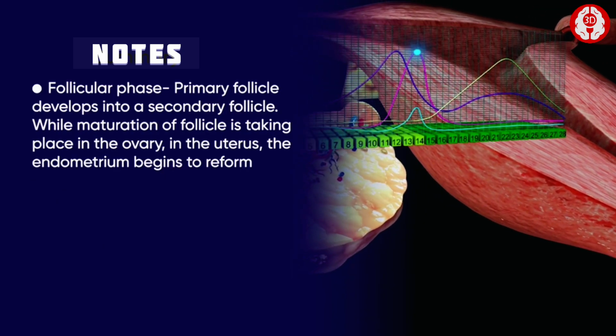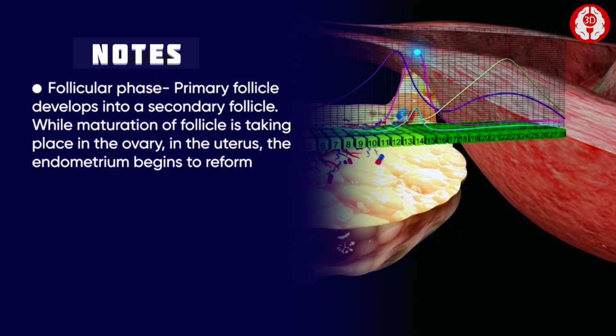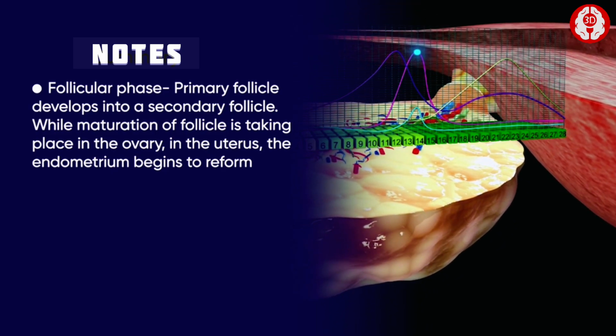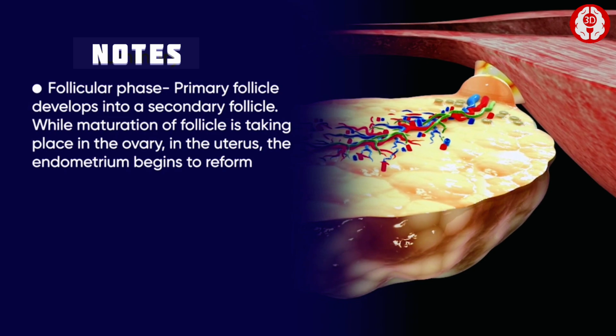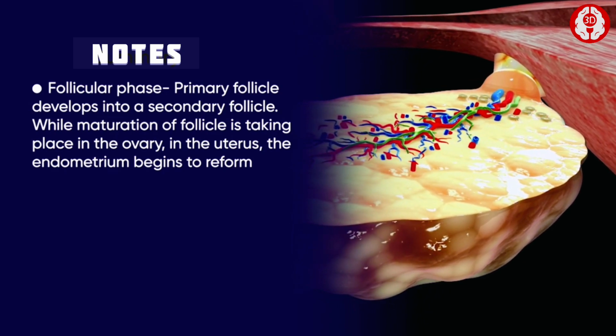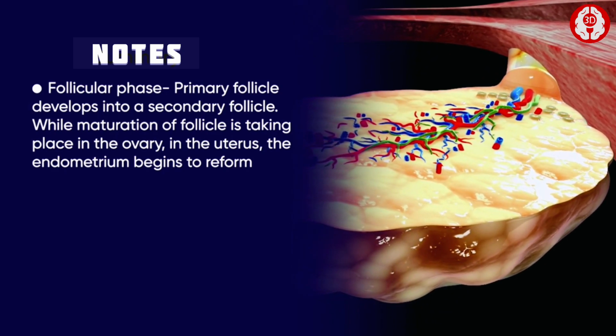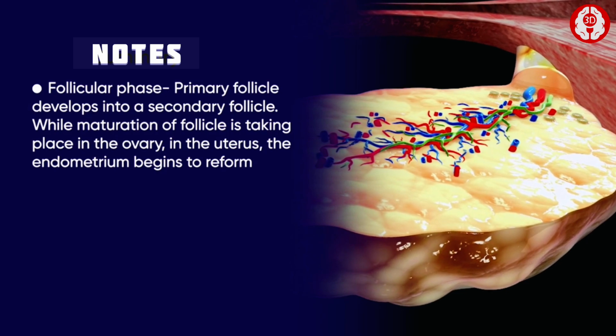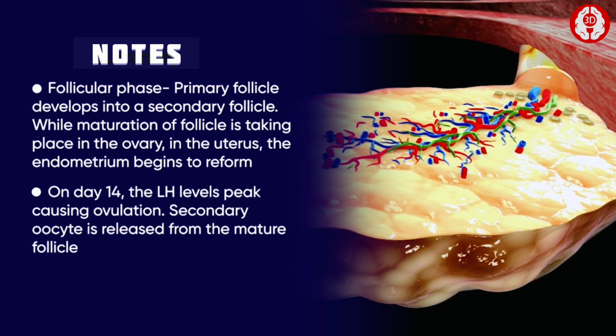Follicular phase. Primary follicle develops into a secondary follicle. While maturation of the follicle is taking place in the ovary, in the uterus, the endometrium begins to reform. On day 14, the LH levels peak, causing ovulation. A secondary oocyte is released from the mature follicle.